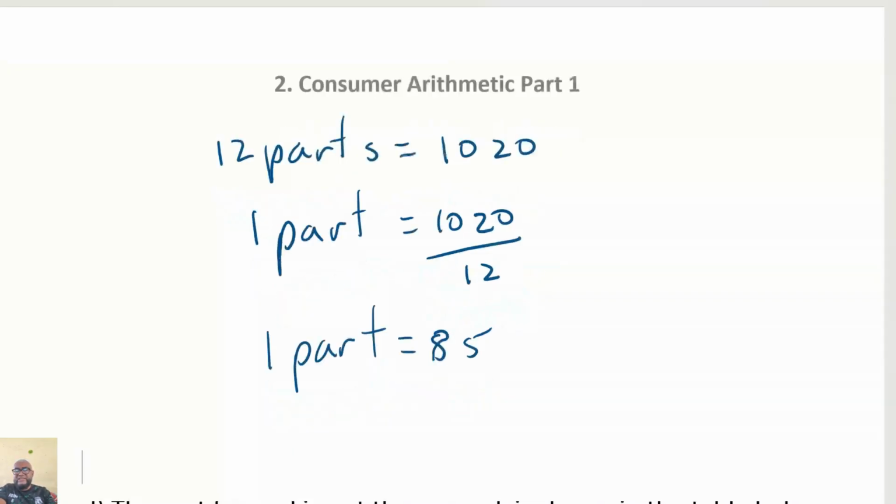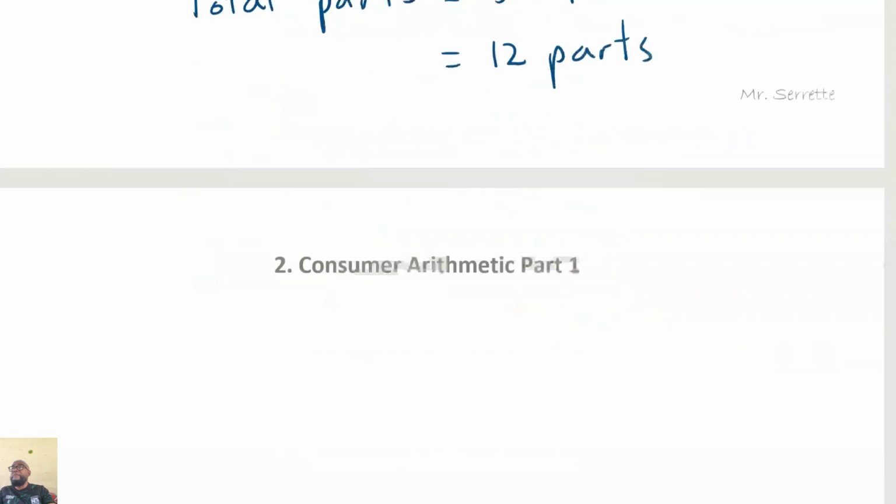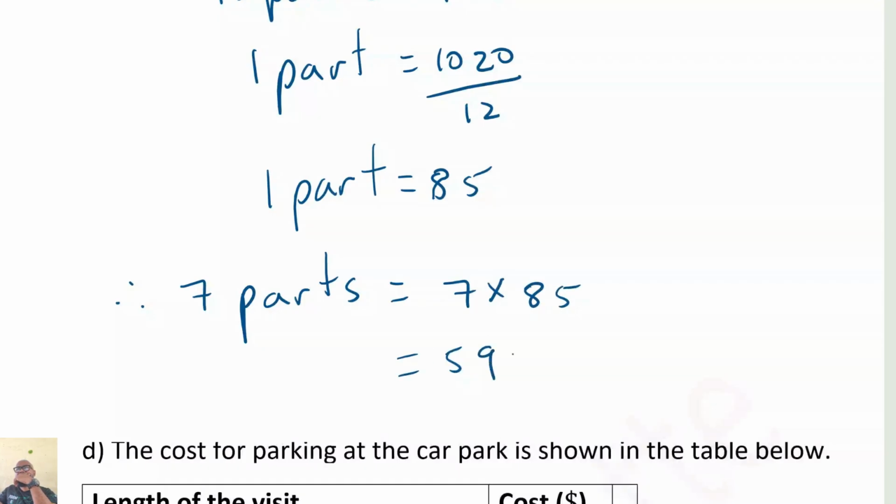Now they asked us to find out for non-reserved parking. So the ratio of reserved to non-reserved, in that order, is 5 to 7. So 5 represents reserved and 7 represents non-reserved. So I basically need to find 7 parts. So if one part is 85, what will 7 parts be? 595 non-reserved. Everybody good there? My brothers and sisters?